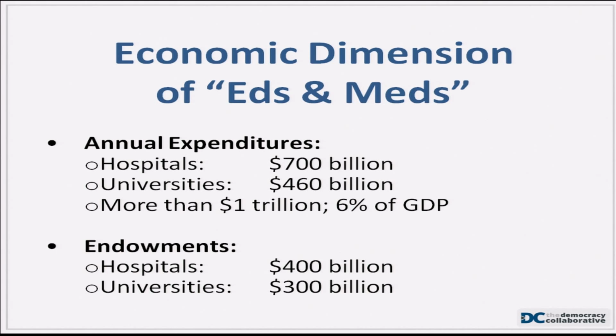The economic dimension of hospitals and universities, I think, is particularly important, and it's why in our study we focused on those 2 types of institutions. Not that the cultural institutions and the religious and so forth aren't important, but if you look at what are the economic engines of cities and regions in this anchor space, they tend to be eds and meds. And as the slide up here shows, in terms of their expenditures, hospitals and universities in the United States represent well over $1 trillion annually, which is 6% of the gross domestic product. And in terms of endowments, $700 billion, nearly $750 billion invested.